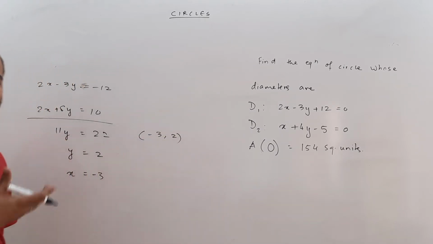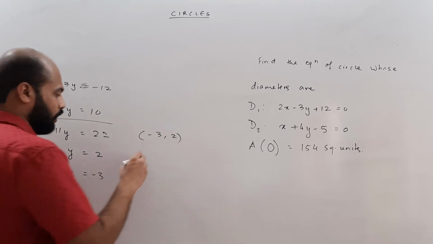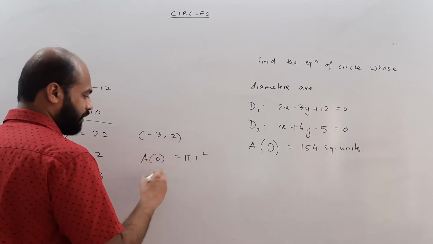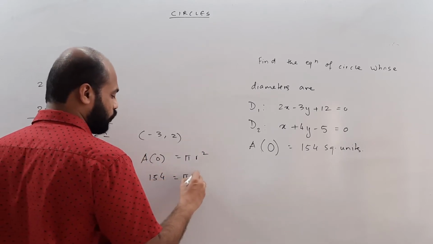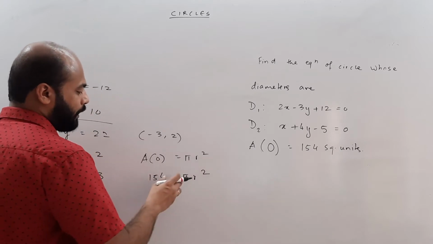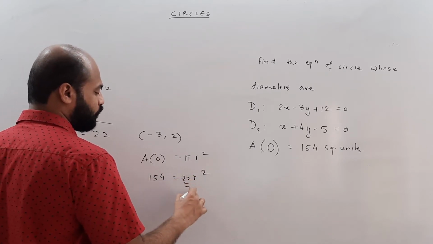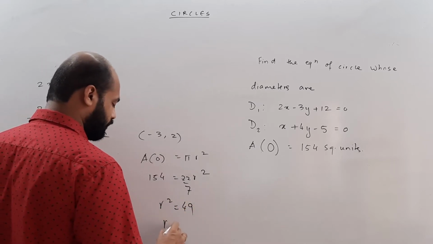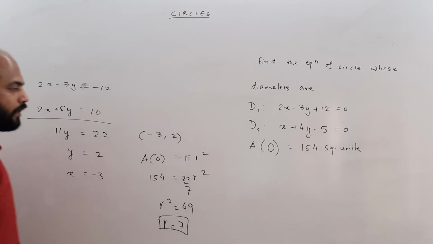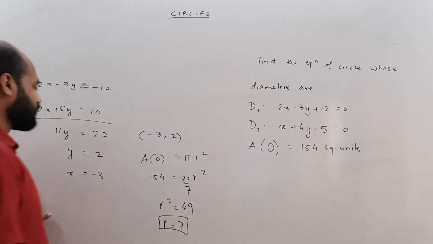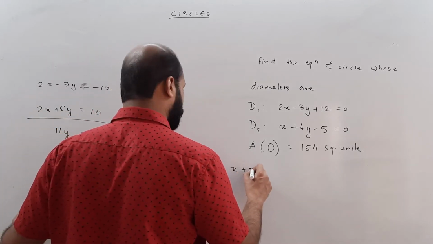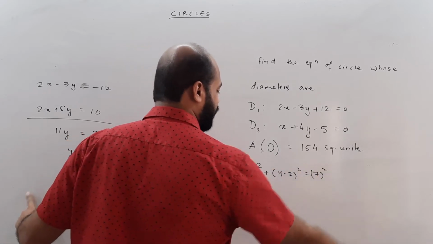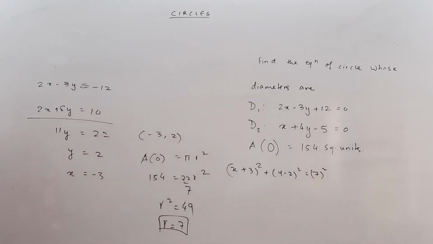So the center of the circle comes out as minus 3 comma 2. Once this is found, we can apply the area of circle formula. Area of circle is pi r square, and we know that pi r square is given as 154. Now pi can be taken as 22 by 7, and this gives the value of r, that is 7 in this case. So the equation of the circle is x plus 3 the whole square plus y minus 2 the whole square equals 7 square. That is the answer to this question.